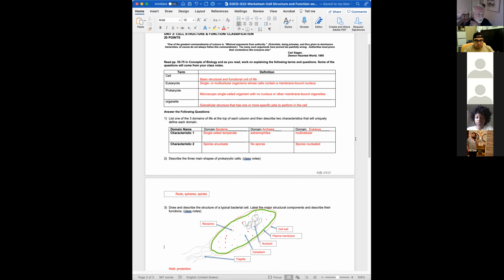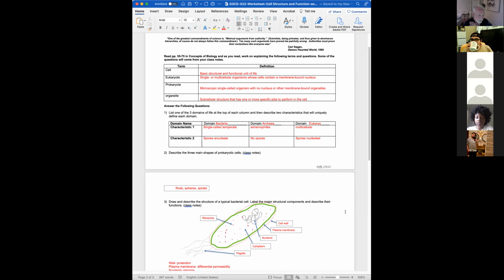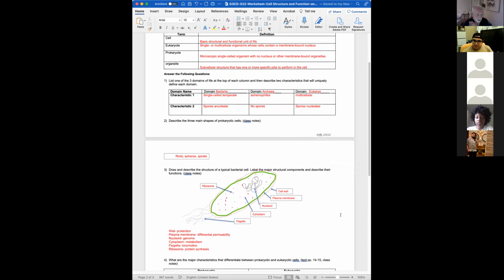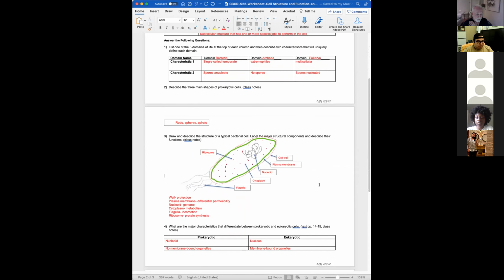Describe the three main types of prokaryotic cells. You all did that fine: rods, spheres, and spirals. And then draw a picture of a bacterial cell, label it, and indicate the functions of the various components.